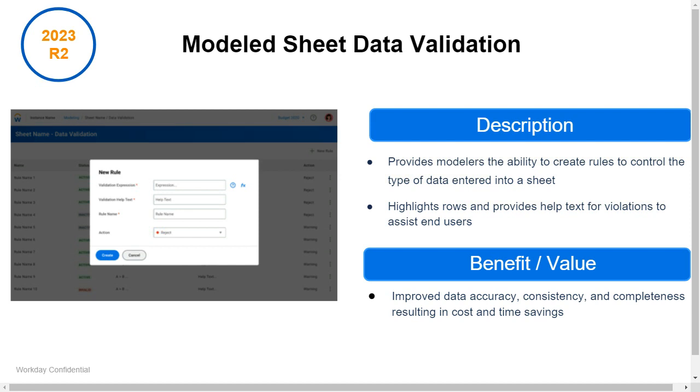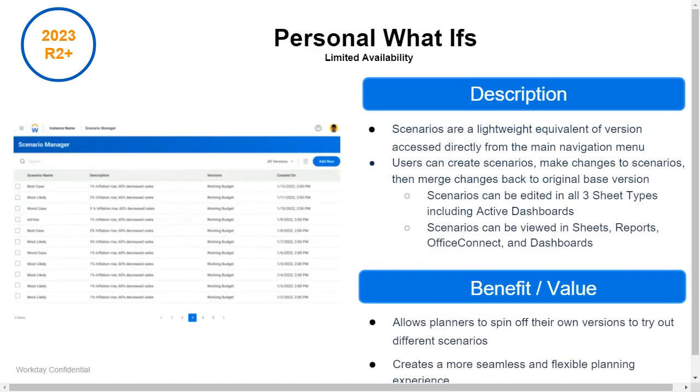That's coming out in the fall. Also coming out later this year is our first cut at the new personal what-if scenarios feature. This is an exciting feature that will be rolling out in stages. The first customers will be getting this towards the end of this year. Then the idea is it will become generally available for everyone in 2024 R1.